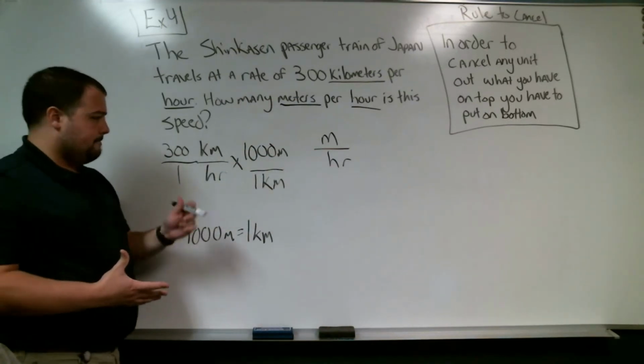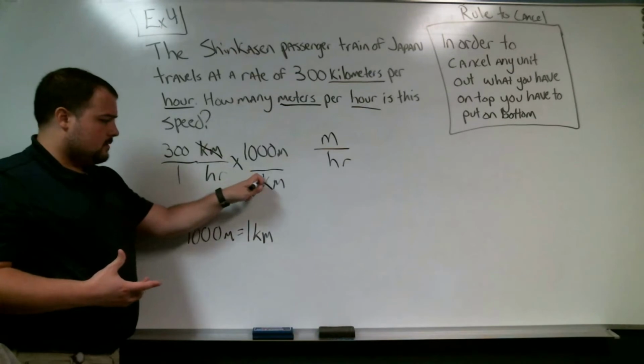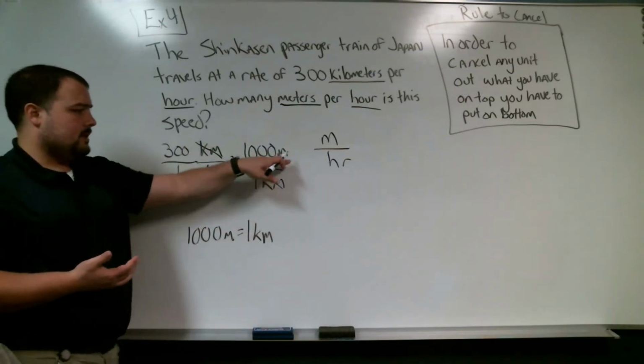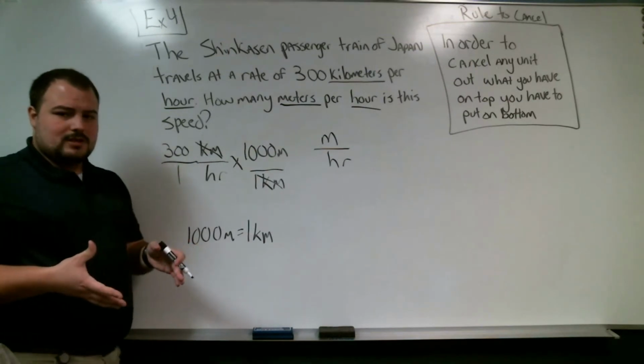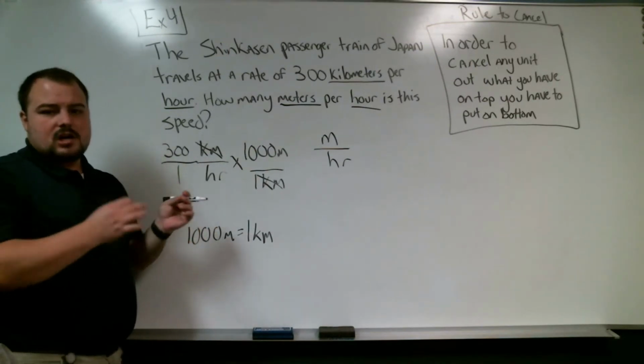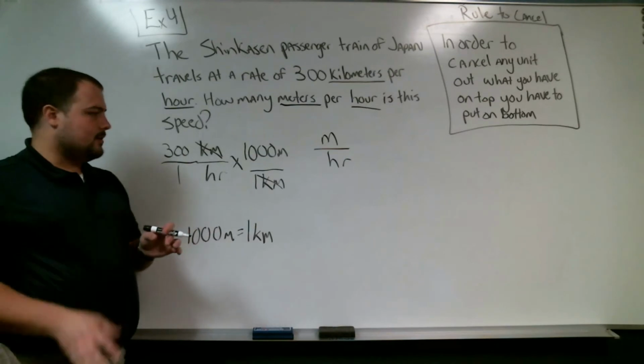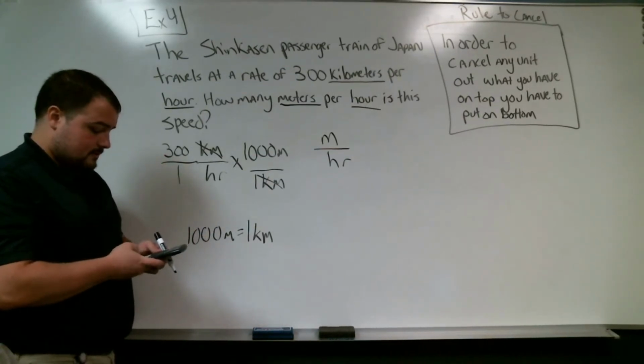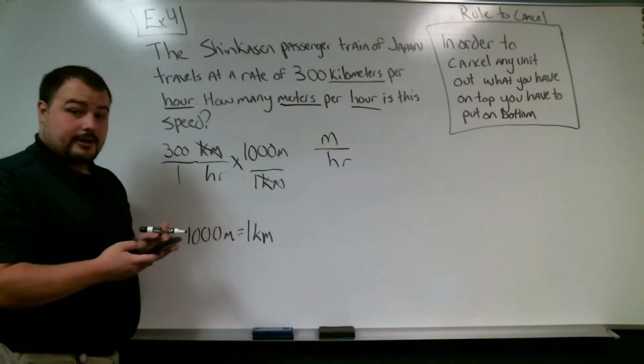Now, we're going to see if we're done. Kilometers cancel out because it's on top and bottom. We have hours on bottom, we want hours on bottom. We have meters on top, meters on top. So we have done exactly what we need to do. Now all we have to do is multiply and we'll have our answer. 300 times 1,000, we get 300,000.